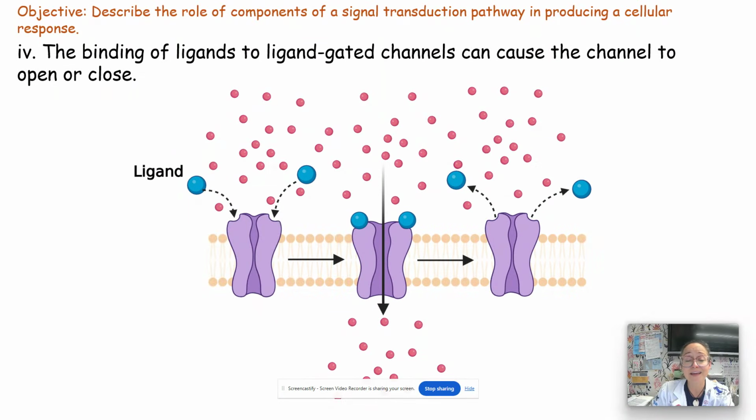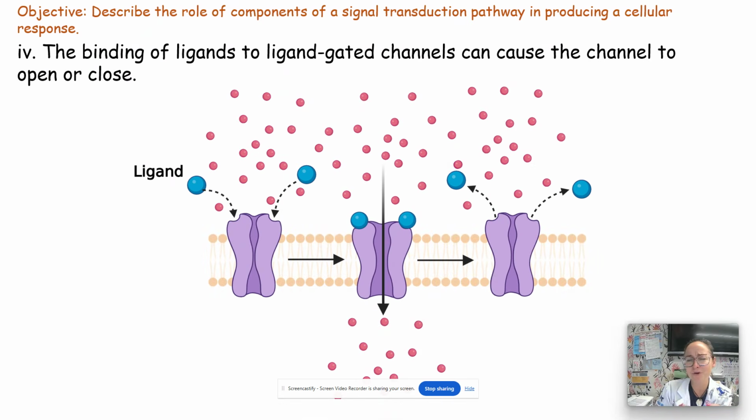Now, another type that we see in the nervous system are going to be ligand-gated ion channels. Ligand-gated ion channels are a type of receptor that when the ligand attaches, it opens up that gate and ions can flow in. This is related to the depolarization of the membrane that I talked about in my Unit 2 review and topic 2.6.